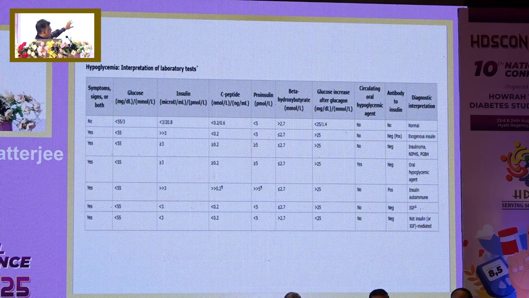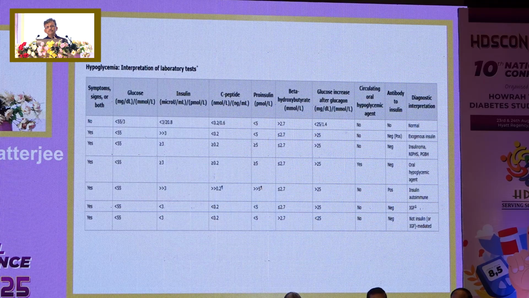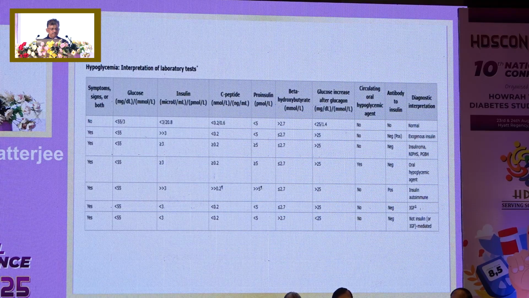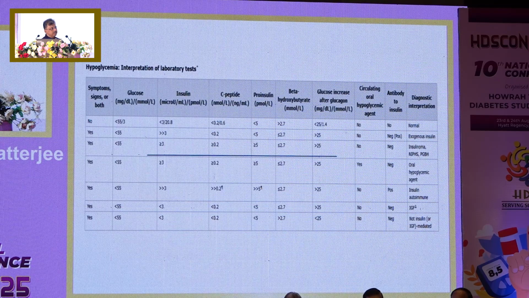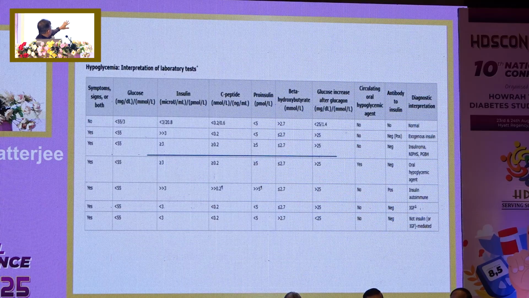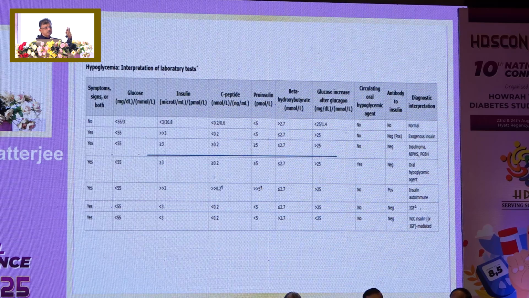Now if we get the reports of the blood tests that I have just mentioned, sent to the lab, we can exclude the different causes. I have just highlighted two important causes. One is the insulinoma. You can see the insulin level is quite high, C-peptide is high, proinsulin is high, and there is low beta hydroxybutyrate.